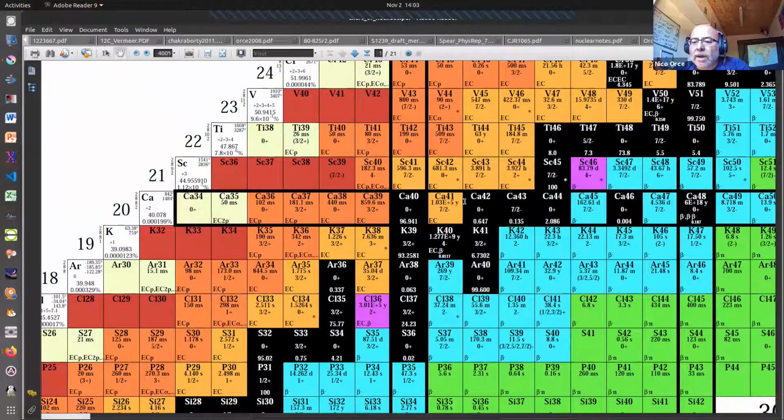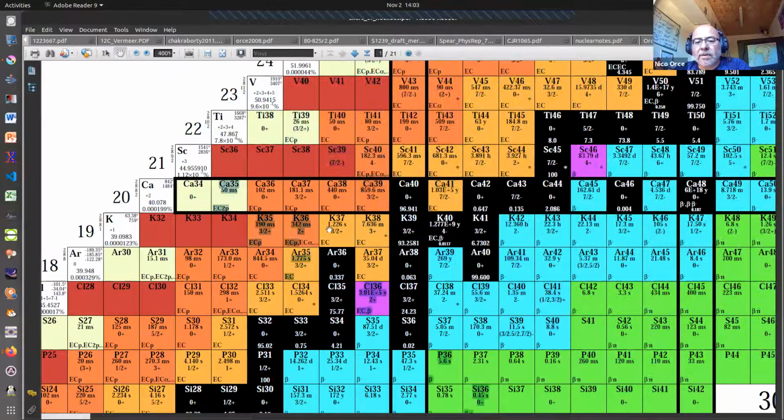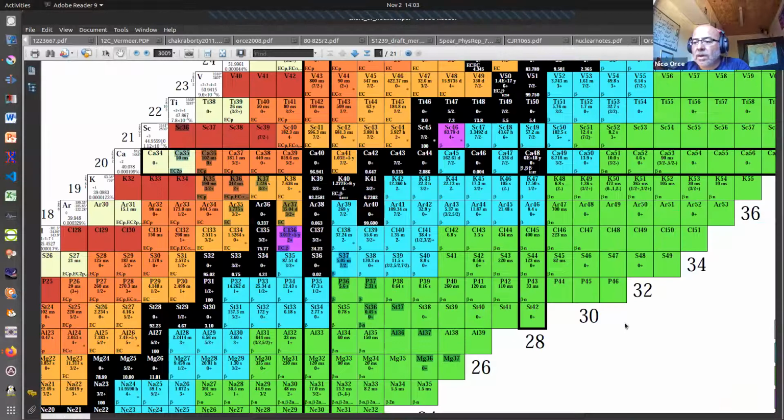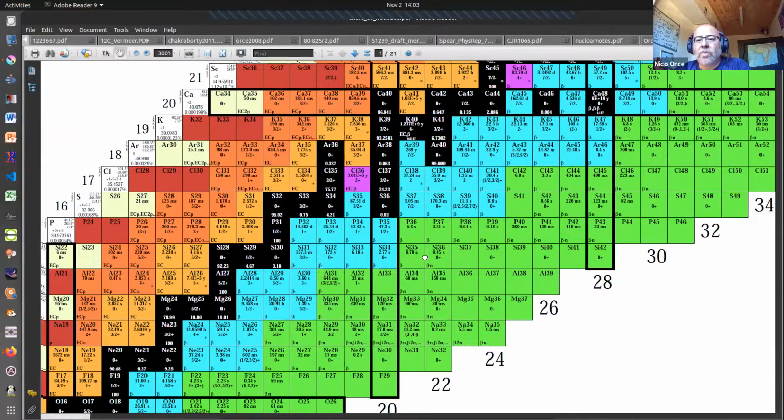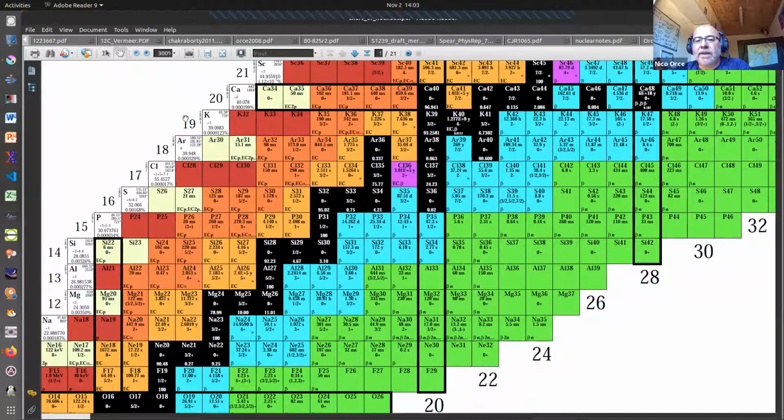Here, for instance, potassium 38, calcium 38, and argon 38. Let me go a little bit right here. Let me see. I want to move it. What happened? I'm not holding it with this. There we go. So we have another situation where we can have 19 and 19. That's potassium 38. Then we have 20 and 18, and we have 18 and 20 here. Okay, so we can have another possibility.